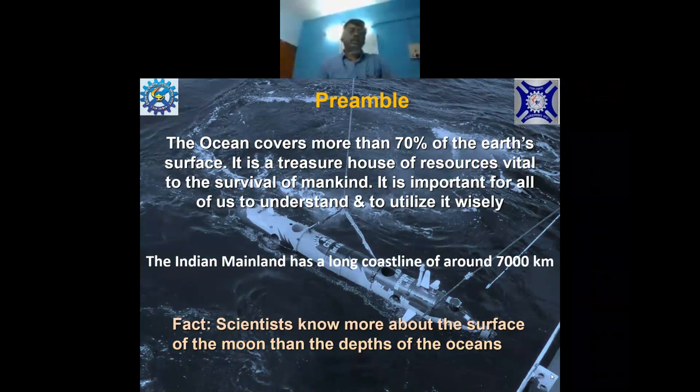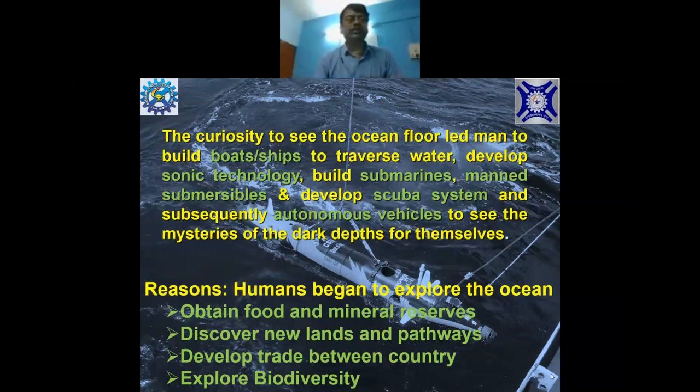So the motivation comes from the fact that the ocean covers more than 70% of the Earth's surface. It is a treasure house of resources vital to the survival of mankind. It is important for all of us to understand and to utilize it wisely. The Indian mainland has a long coastline of around 7,000 kilometers. The fact is that scientists know more about the surface of the moon than the depth of the ocean.